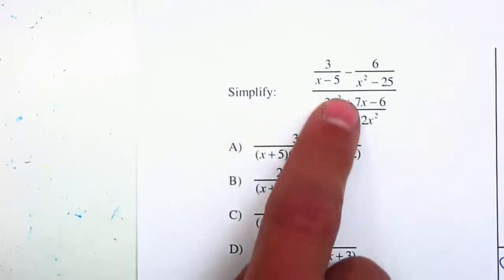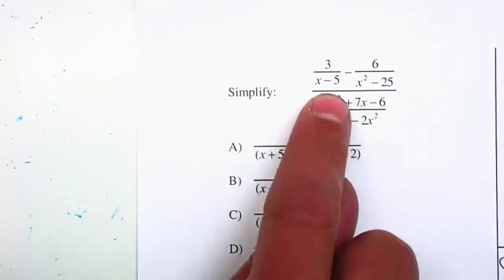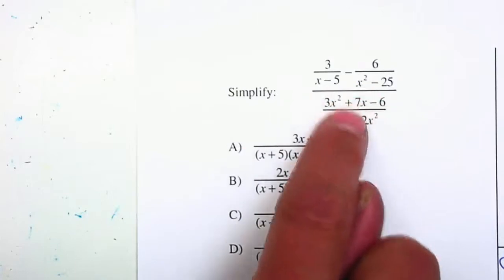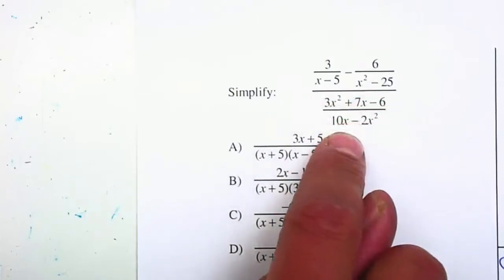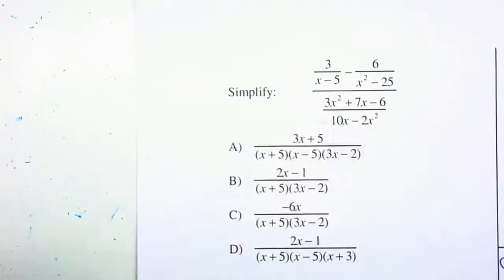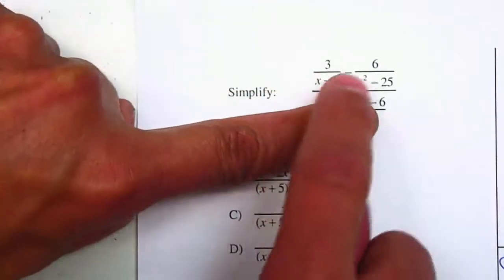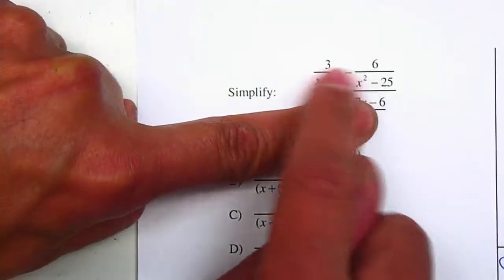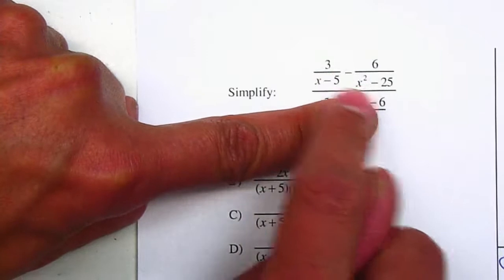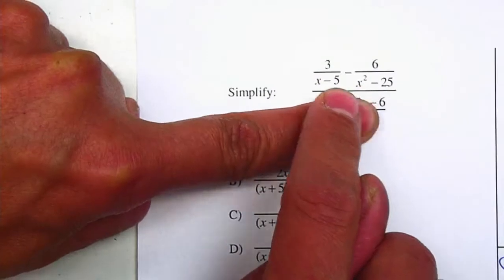Simplify. We have a complex fraction. We have two fractions on the numerator and one fraction on the denominator that we need to be able to simplify. So first, the best thing to do is to be able to simplify each one of them. I'm going to combine or subtract both fractions.